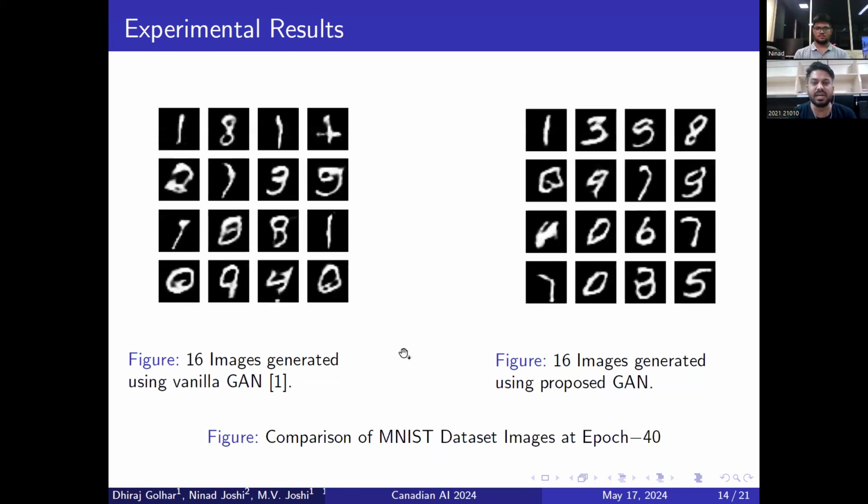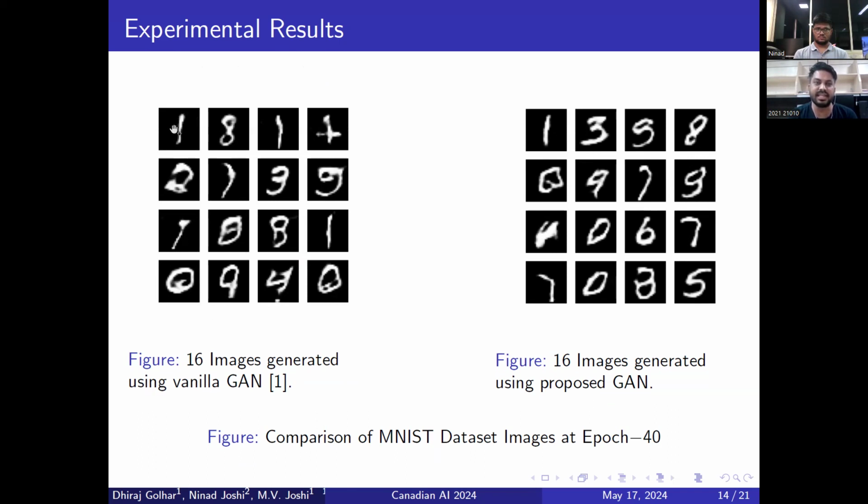Now let's come to epoch number 14, the comparison on the MNIST data set at epoch 14. Here are 16 images generated using the vanilla GAN on the left hand side and 16 images generated using the proposed GAN on the right hand side. We can clearly see that these 16 images generated from the proposed GAN are more diverse and more realistic, because all the digits are covered, but in the 16 images generated using the vanilla GAN, some digits are repeated.